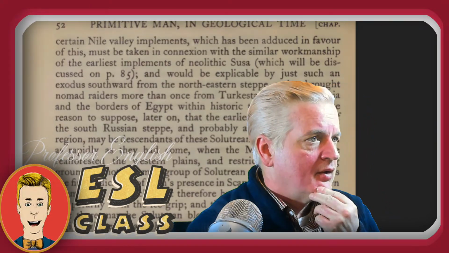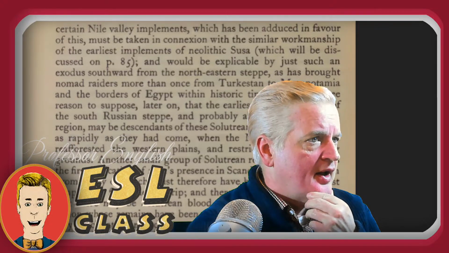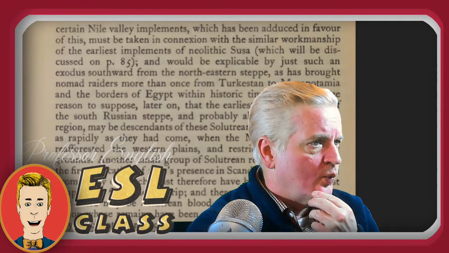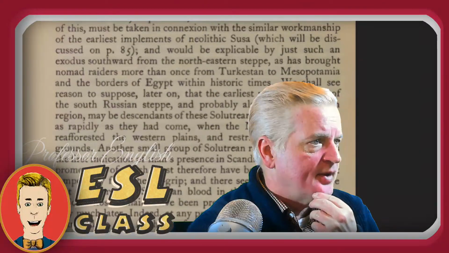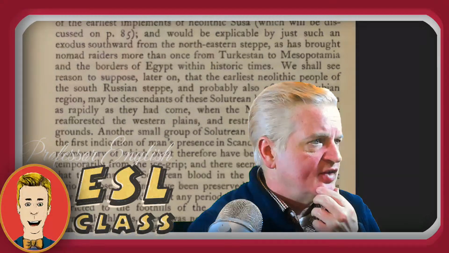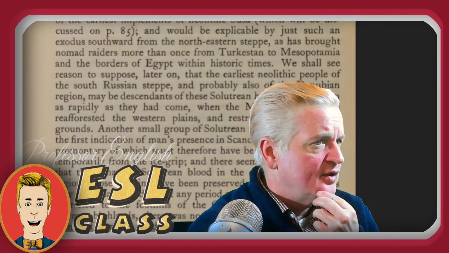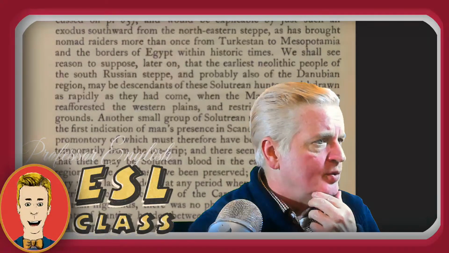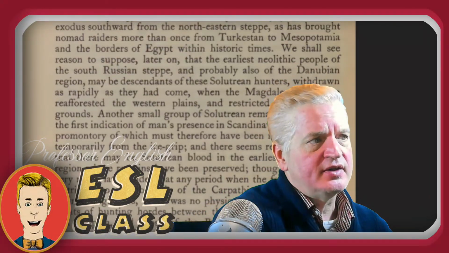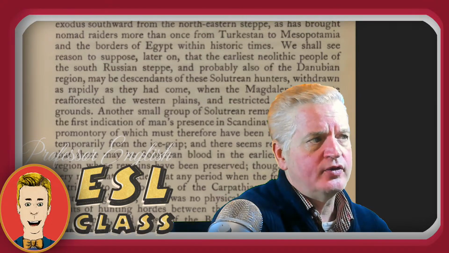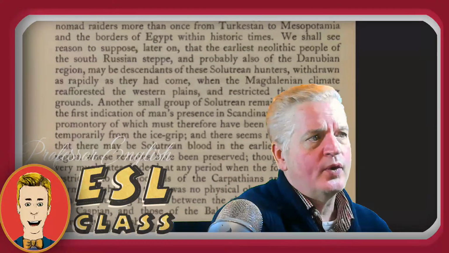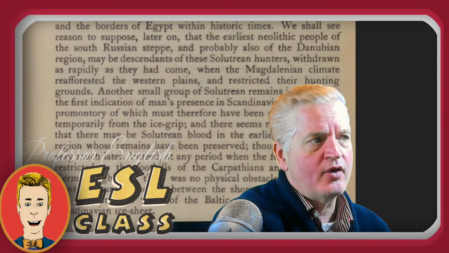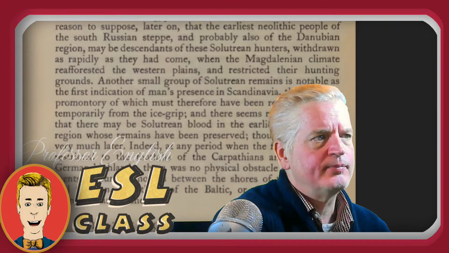Let's see. From the northeastern steppe, as has brought nomad raiders more than once from Turkestan to Mesopotamia and the borders of Egypt with historic times. We shall see reason to suppose later on that the earliest Neolithic people of South Russian steppe, and probably also of the Danubian region, may be descendants of these Solutrean hunters, withdrawn as rapidly as they had come when the Magdalenian climate reforested the western plains and restricted their hunting grounds.